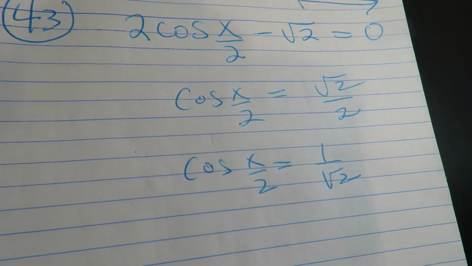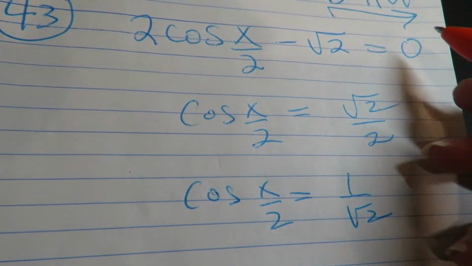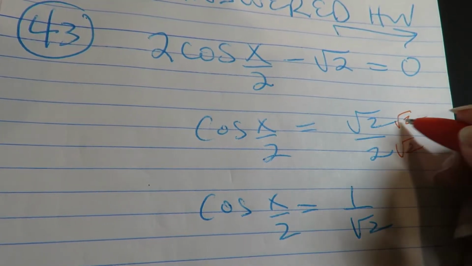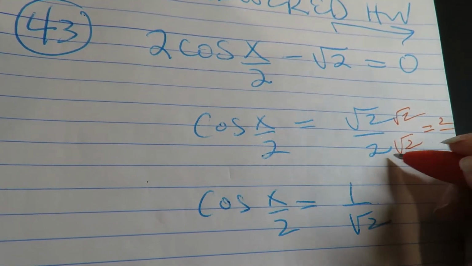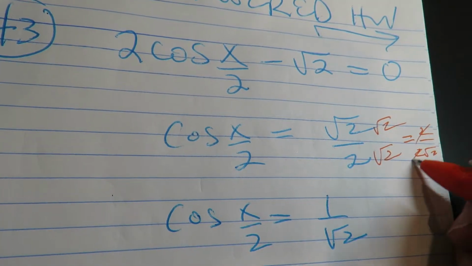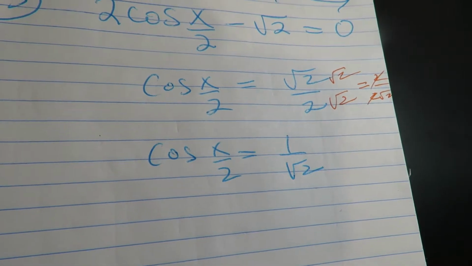So how you unrationalize it is the same way that you rationalize it. You multiply up, down by the radical, right? So this is square root of 4, which is 2. This is 2 radical 2. And then the 2's cancel, and you get 1 over radical 2.